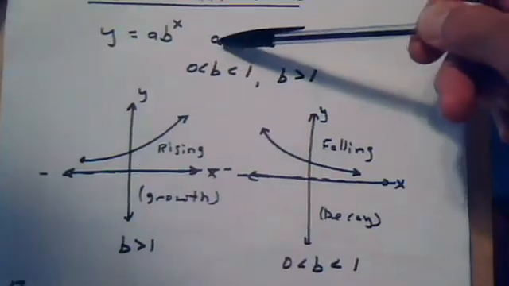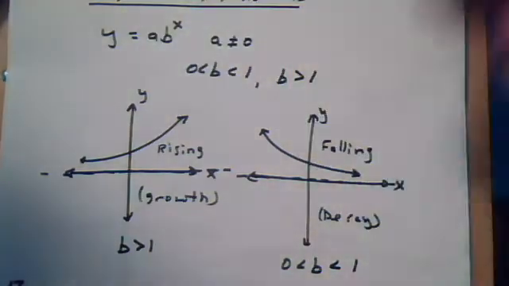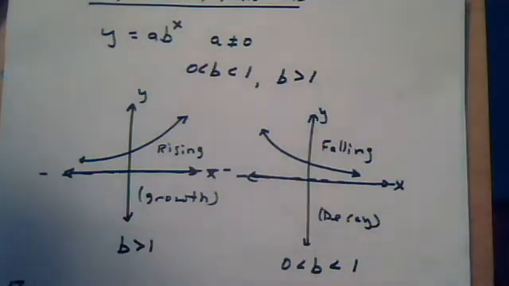Notice they're telling us that the a cannot equal 0, because if it did, all of this would go to 0, and it would be y equals 0, which would be a horizontal line. It wouldn't be an exponential anymore.